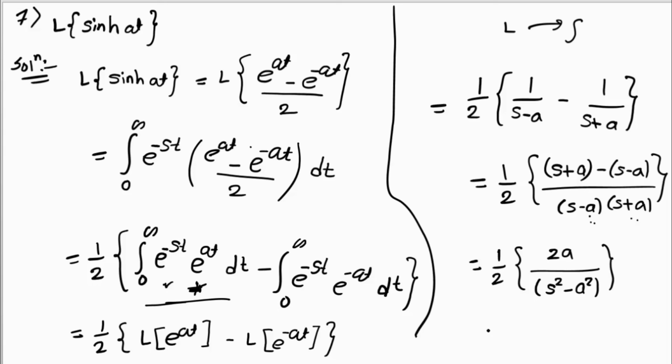So therefore the Laplace transform of sine hyperbolic at is a upon s square minus a square. Similarly, we have to solve for cos hyperbolic at. So here, the next is Laplace transform of cos hyperbolic at.